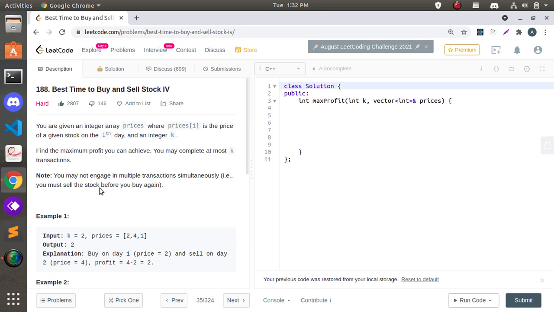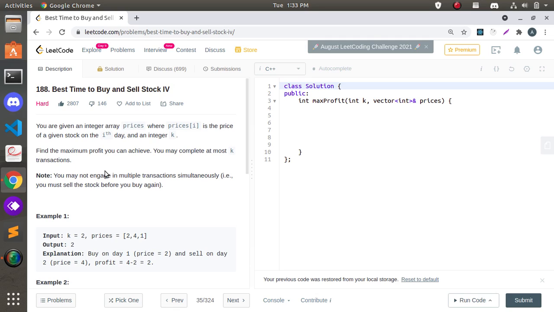So you are given an array of prices, and for the ith day you can sell that stock, but before selling you have to buy it. So this is the constraint. Most of you have got the question, so let's jump on to the problem.